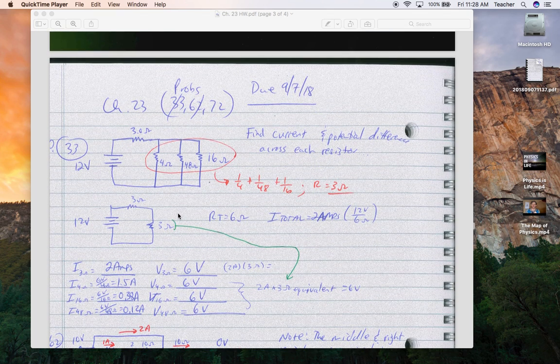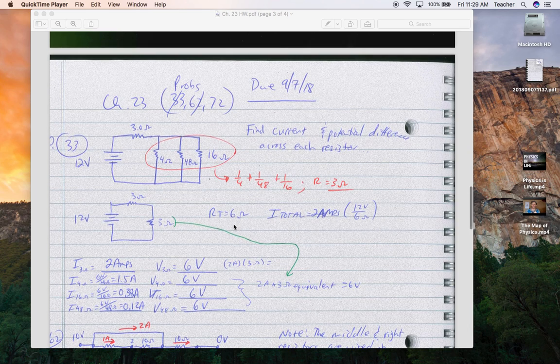33, a little bit easier one. Find the current and potential difference across each resistor. Here's my simplified diagram. Because all 3 of these are in parallel, they are equivalent to 3 ohms. So I've got total resistance of 6 ohms, total voltage of 12, total current will be 2 amps. 2 amps times 3 ohms gives me 6 volts across this first resistor.